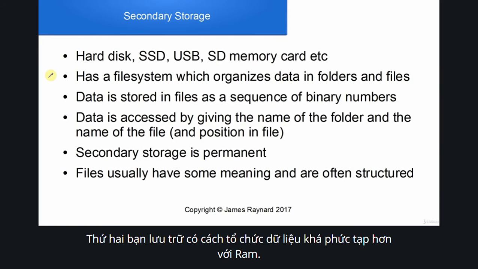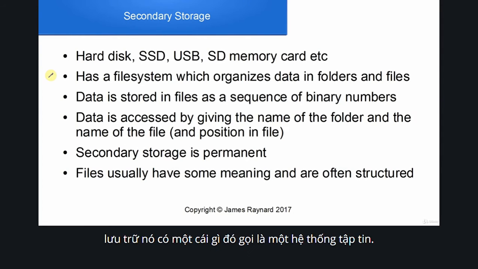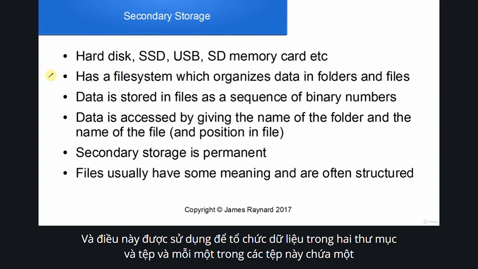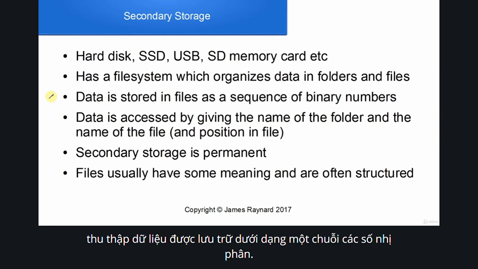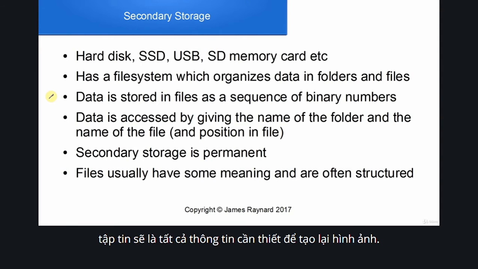Secondary storage has a rather more elaborate way of organising its data. With RAM we just had a single number and you went to that address and you could get the data. With secondary storage it has something called a file system, and this is used for organising data into folders and files. Each of these files contains a collection of data which is stored as a sequence of binary numbers. So for example, if you have a photograph, that would be represented as a single file, and the data in that file would be all the information that's needed to recreate the picture.